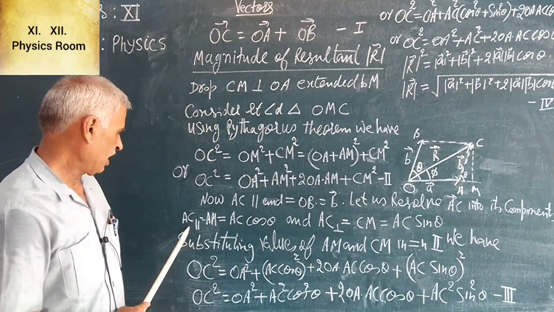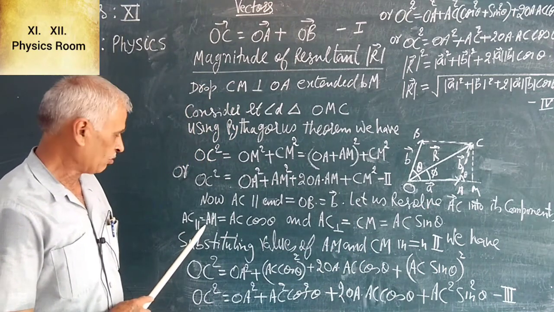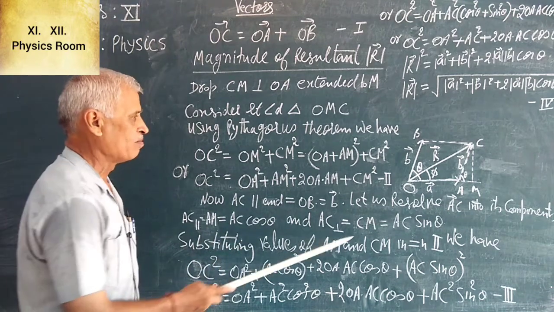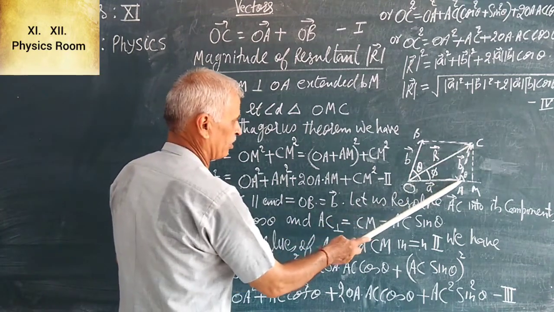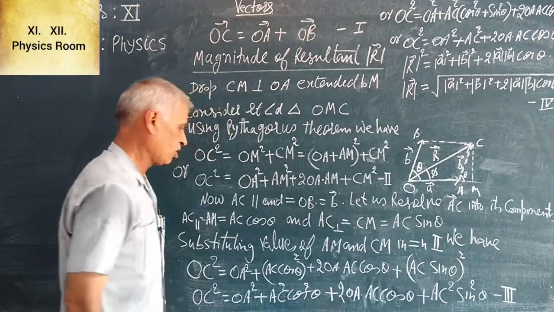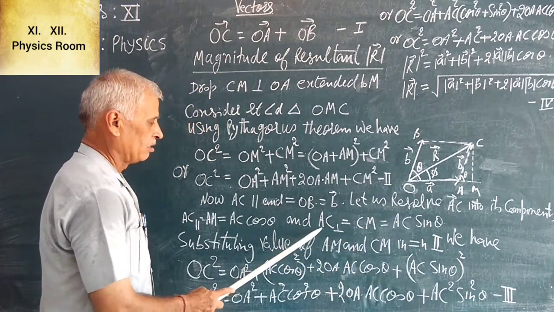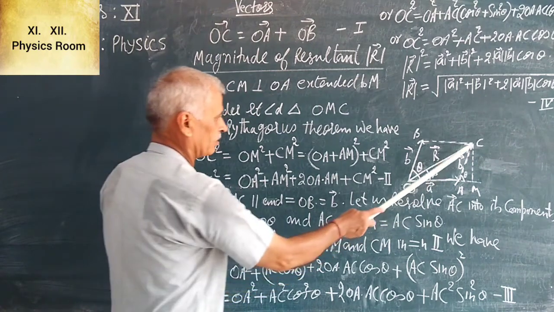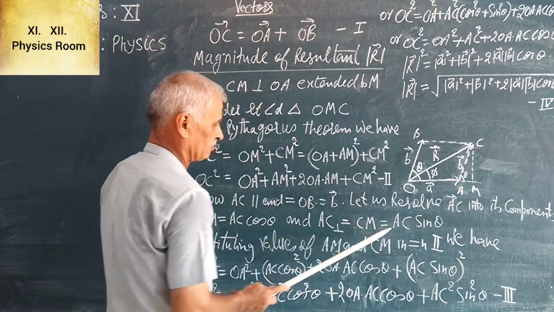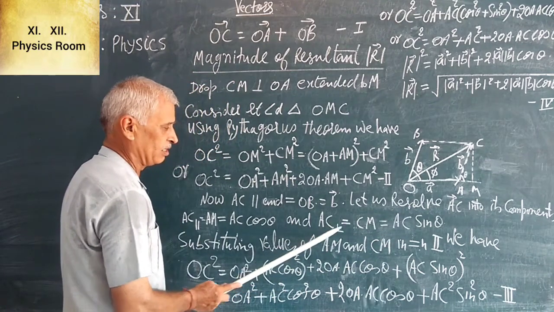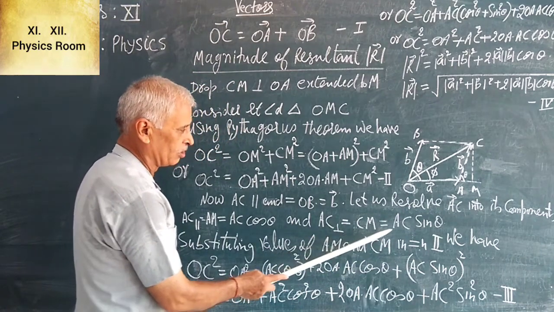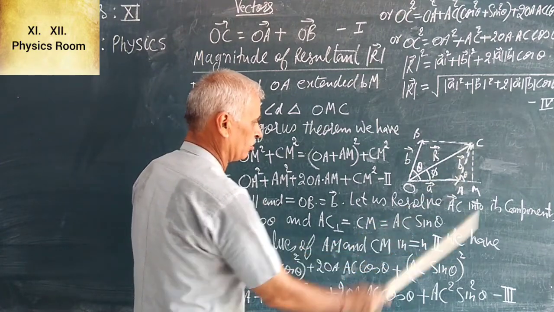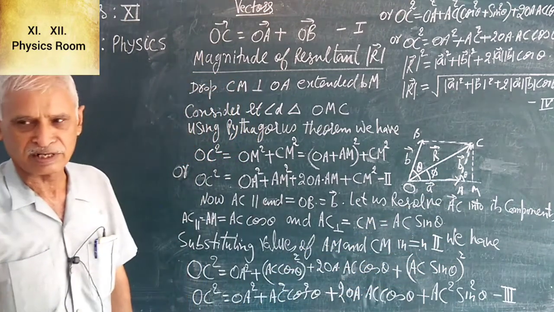So therefore we have AC parallel equal to AM equal to AC cos theta. The parallel component of AC is AC cos theta, and the perpendicular component of AC is equal to CM, which is equal to AC sin theta. We have learnt this in the last topic.